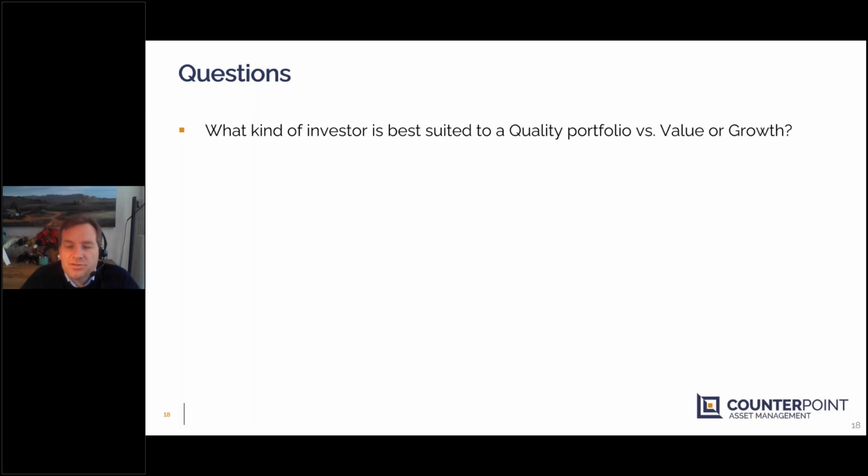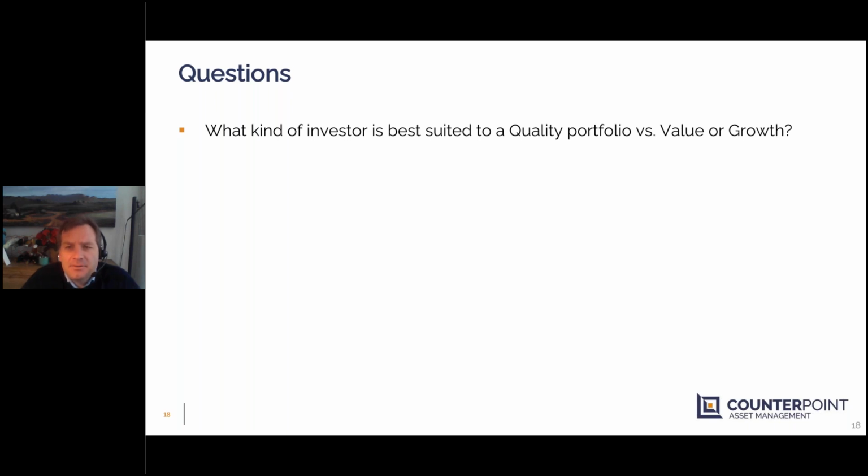Versus value or growth, I think those funds do require one to invest in a manager who's got proven skill in being able to time value and growth investing. Or the person allocating the money has to have a certain amount of skill in knowing when to buy value or growth.